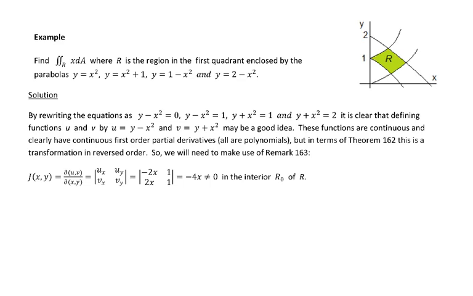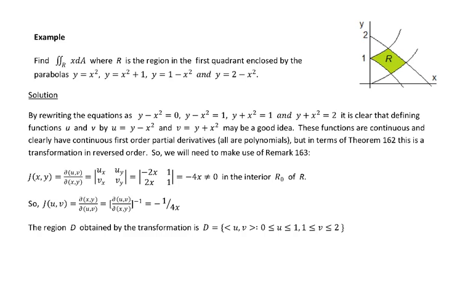So we calculate the Jacobian j(x, y), and as you can see, it turns out to be negative 4x. Since x lies in the interior of R0, we know x is not 0, so negative 4x is also not 0 on R0. By the remark in 163, we now know that the Jacobian j(u, v) is equal to the reciprocal of the Jacobian j(x, y), which means it is equal to negative 1 over 4x.